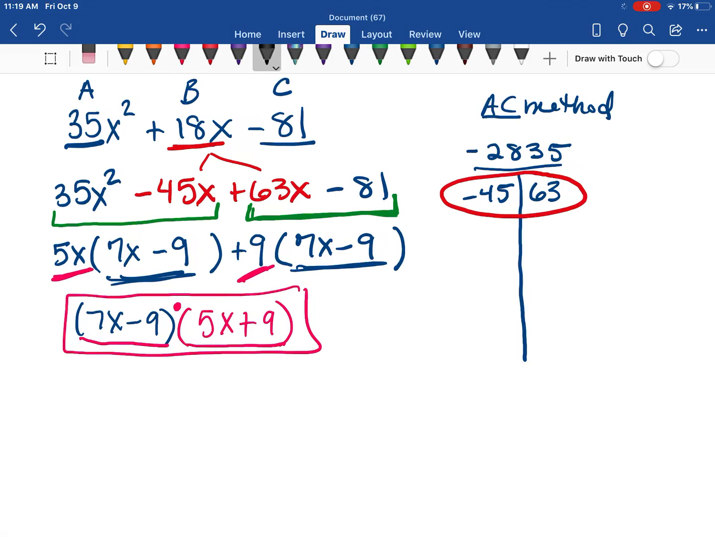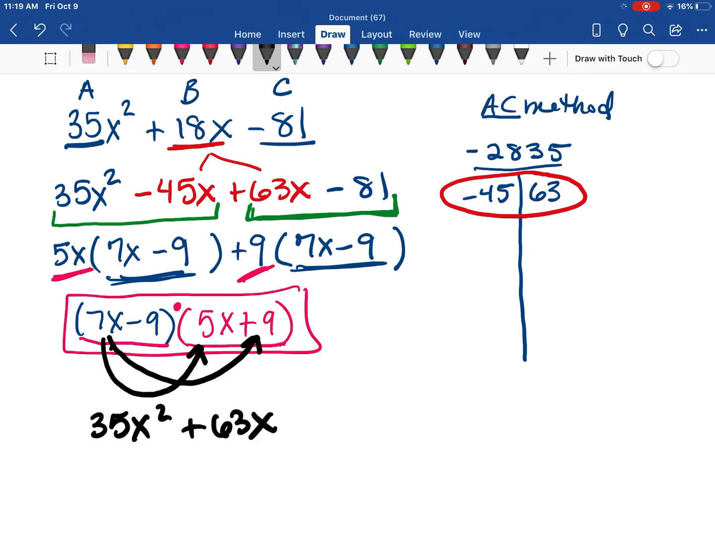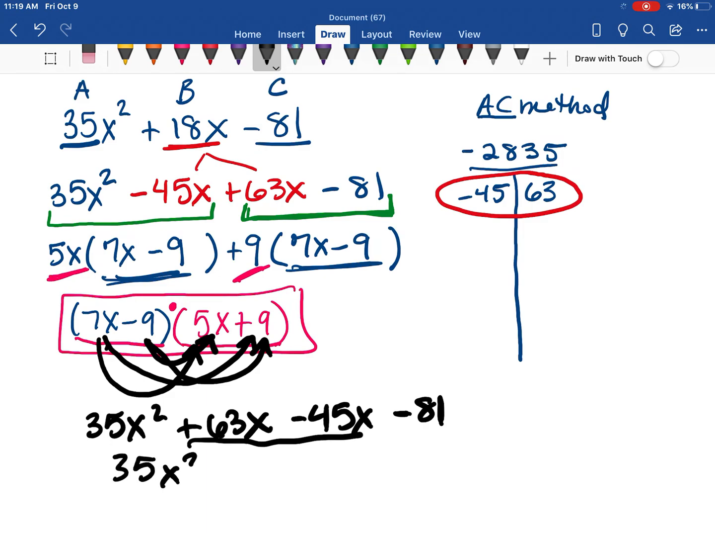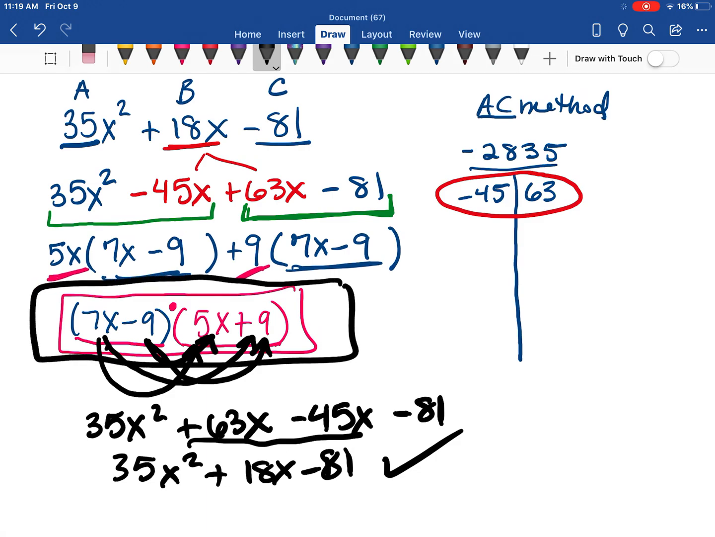And then you can use the FOIL method if you want to check it to make sure you got it right. So you would take 7x times 5x, and I would get 35x squared. I would take 7x times 9, and that would give me 63x. I would take negative 9 times 5x. That gives me minus 45x. And then I would take negative 9 times positive 9 to get negative 81. And when I combine those two like terms in the middle, I'll end up with 35x squared plus 18x minus 81. So it works. We check. So this would be our final answer right here, 7x minus 9 times 5x plus 9.